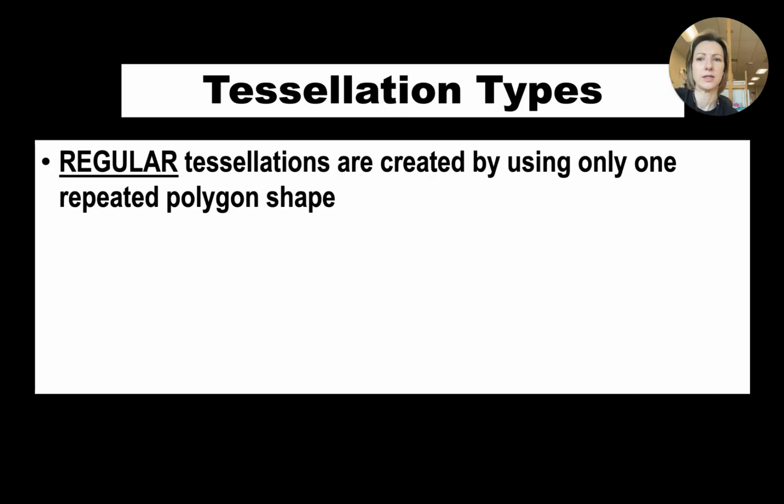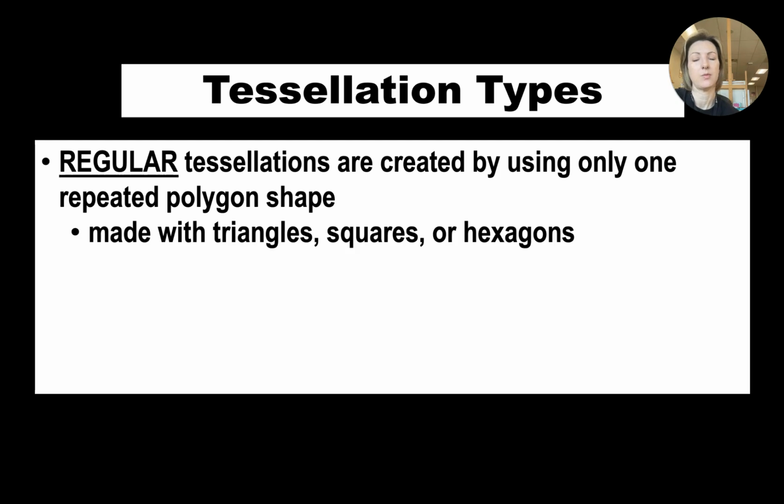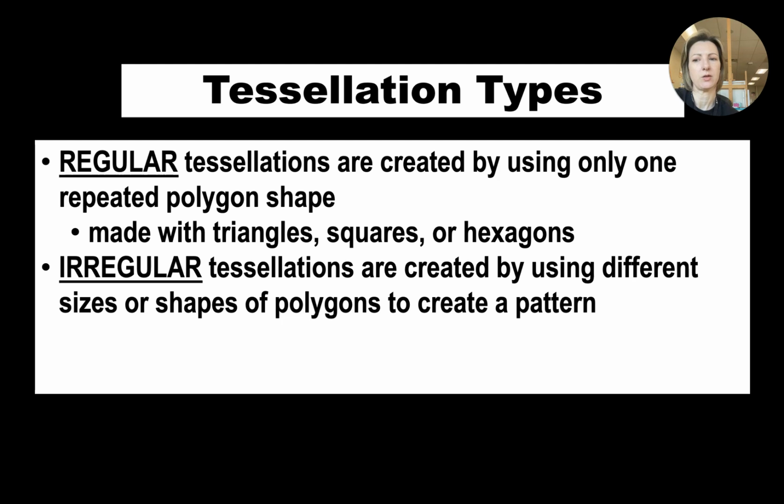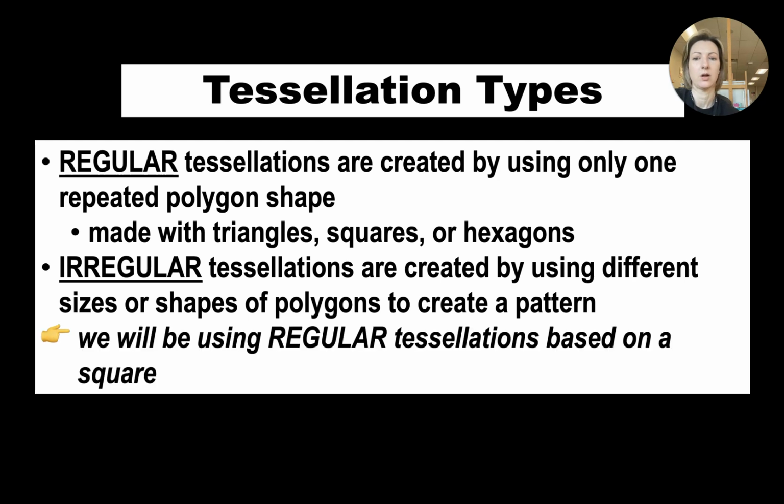So there are two tessellation types. One is called regular. Regular tessellations are created by using only one repeated polygon shape. They're made with triangles, squares, or hexagons. The second type is an irregular tessellation, and those are created by using different sizes or shapes of polygons to create a pattern. We're just going to be doing a regular tessellation based on a square.